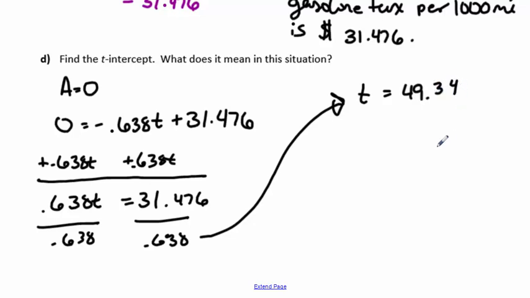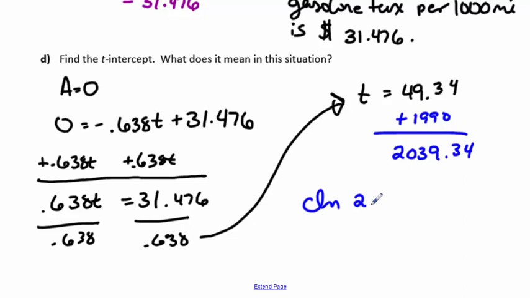49.34. Now remember that this t value is in years since 1990. So add 1990. That would be the year 2039.34, or still during the year 2039. So in 2039, what are we predicting? We're predicting that the average gasoline tax is going to be $0 per 1,000 miles.